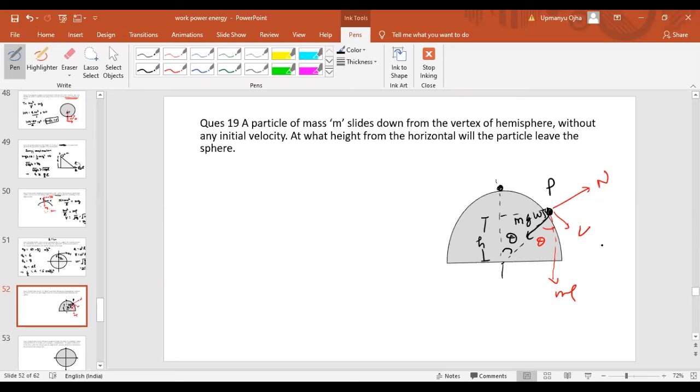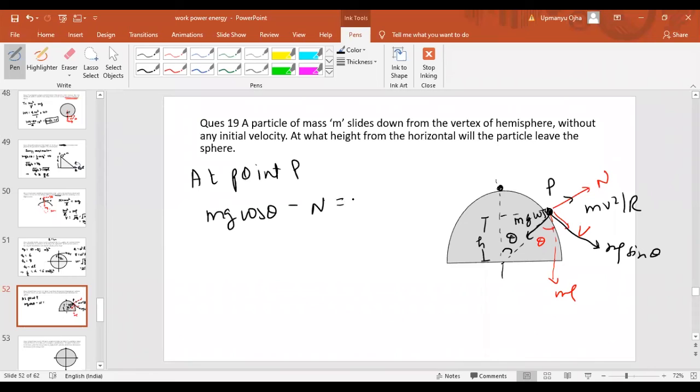The other would be tangential, that is mg sin theta. Since this block will have some velocity, we will have centripetal force, that is mv square by r. So at point P, mg cos theta minus normal should be equal to mv square by r. We can write here mg cos theta minus normal must be equal to mv square by r.